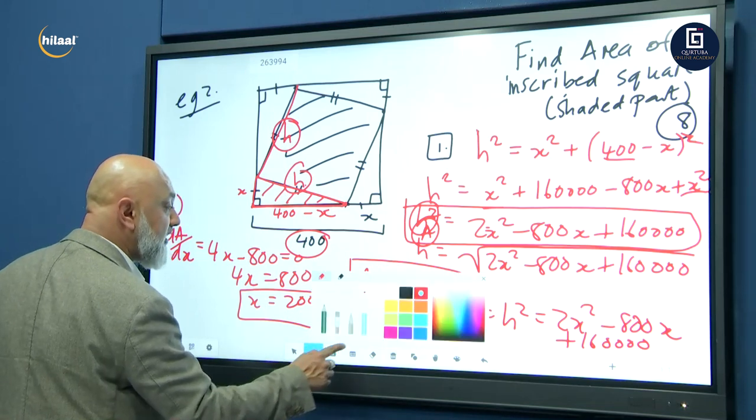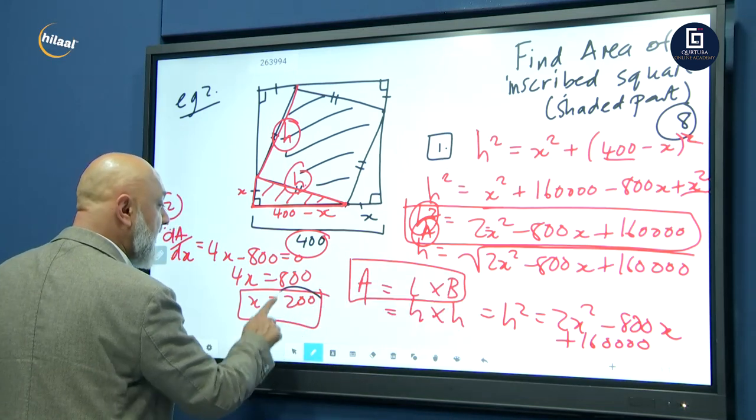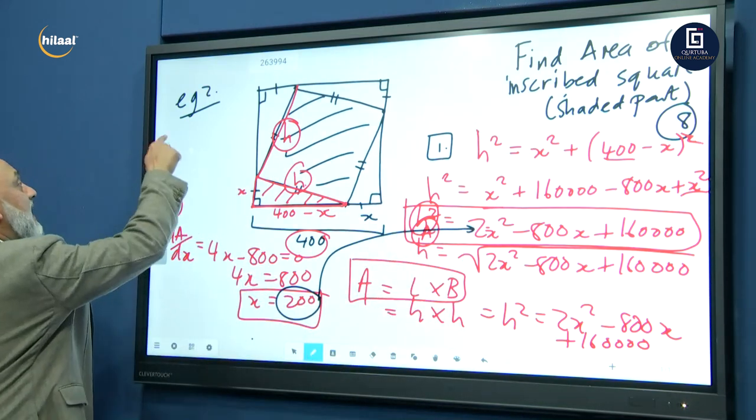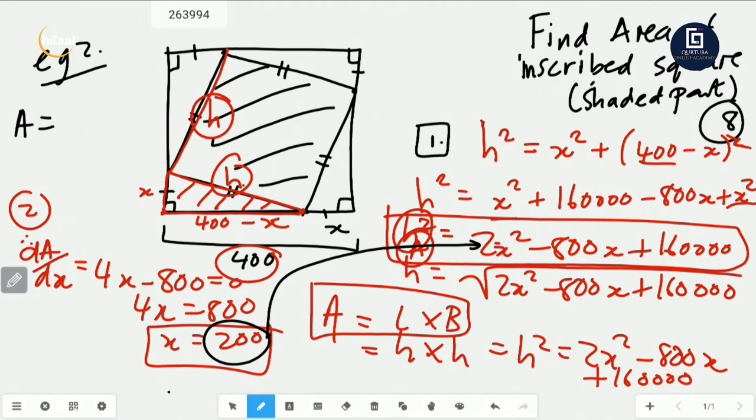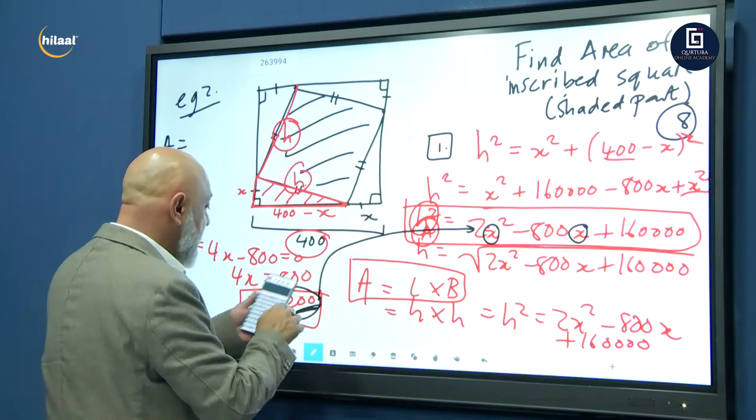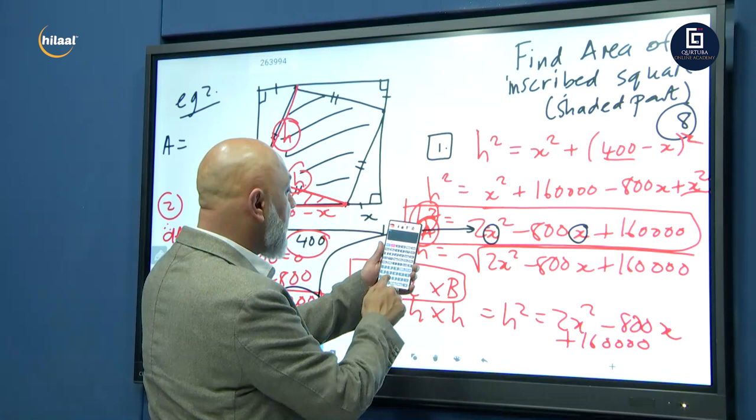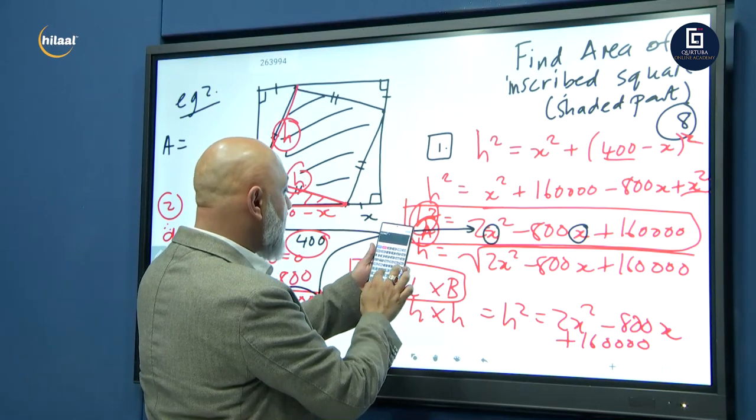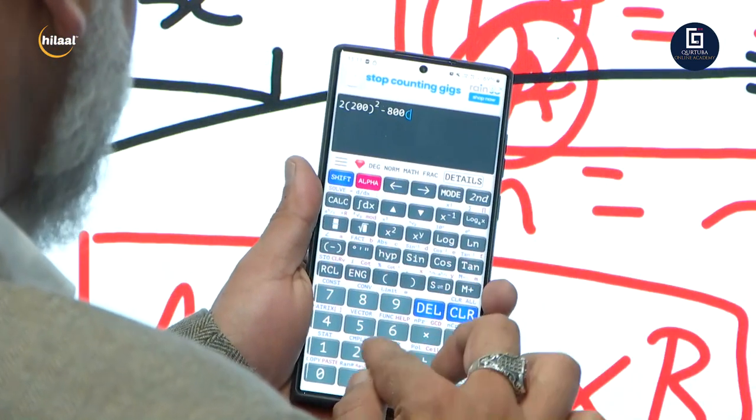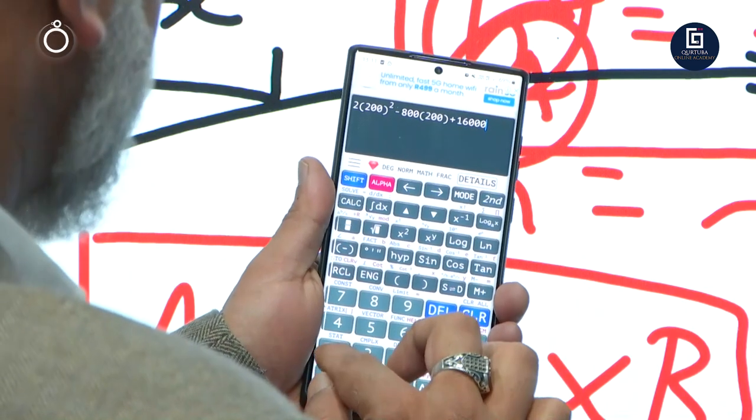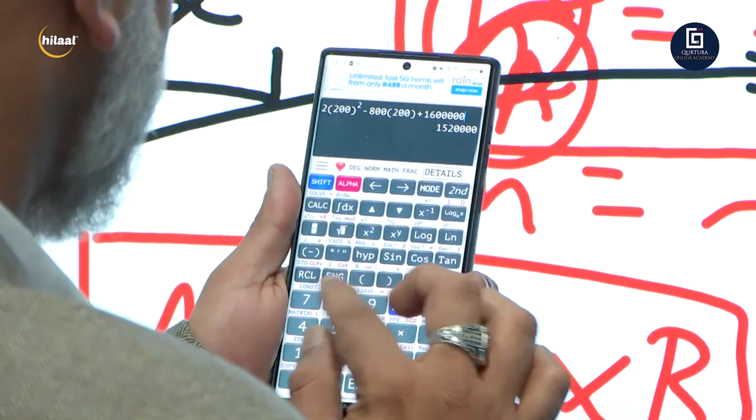So let's do this in a different color to show you here. We're now going to take that 200 and we're going to substitute it in there for every X. So what's your final answer? Your area will equal to, let's go to our calculators. We now, for every X, guys, for every X, we're going to put how much? 200. So let's go to our calculators. We go 2 into 200 squared. There we go. Minus 800 into 200. Close brackets. Plus 160,000. Am I right?